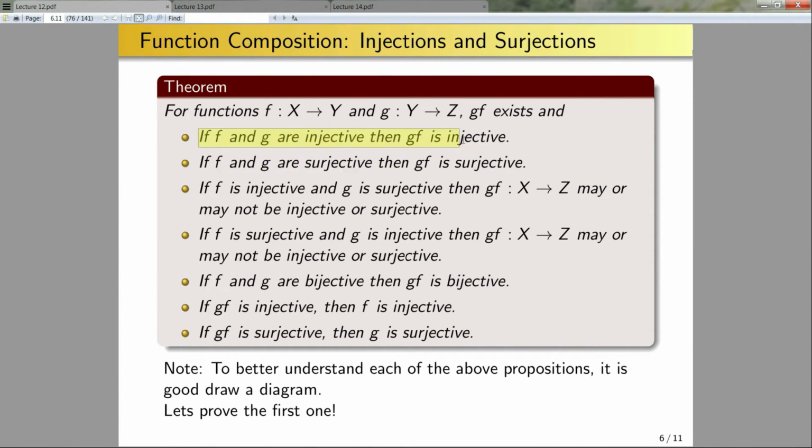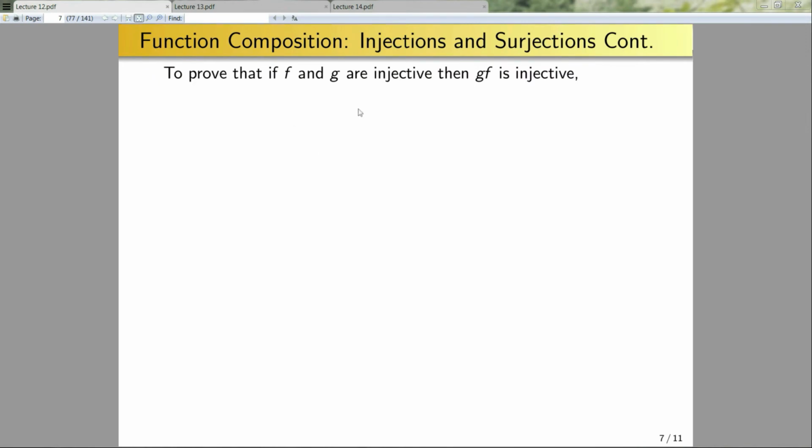So I'll prove if f and g are injective, then gf is injective. To prove this, I'm first going to draw a diagram to see why it might be true. Again, these diagrams do not prove that something is true. It just gives me intuition of whether or not it would be true, and for functions, it can give me some idea of what I need to do in my formal proof.